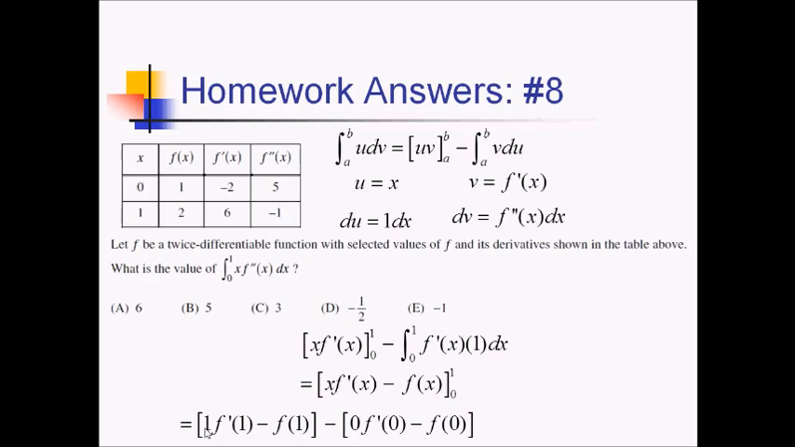This 1 in front makes no difference. F prime of 1, I can look that up in the table. That's 6. Minus f of 1, so minus 2. That's f of 1 in the table. And over here, I've got 0 times f prime. Doesn't really matter what f prime of 0 is. 0 times that's going to give us 0. So then it's just this f of 0. F of 0 is 1. We're subtracting it inside and outside, so we're actually adding 1 then. So 6 minus 2 plus 1 gives us 5. Choice B.